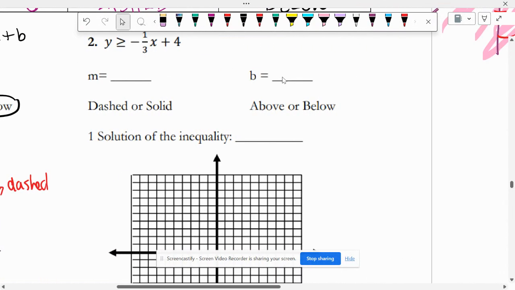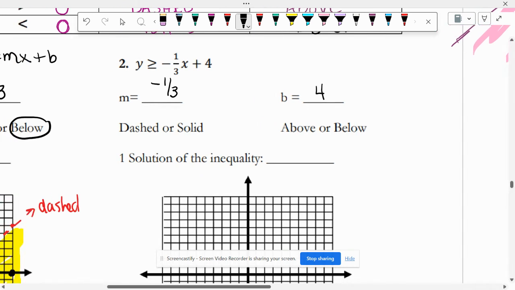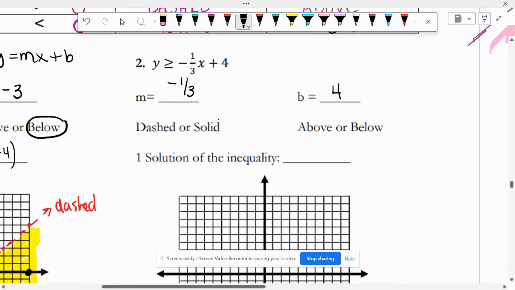So our next example, y is greater than or equal to -1/3 x plus 4. What's my slope? -1/3. What is my y-intercept? 4. Am I going to have a dashed line or a solid line? Shade above or below? Above. That's a greater than symbol.